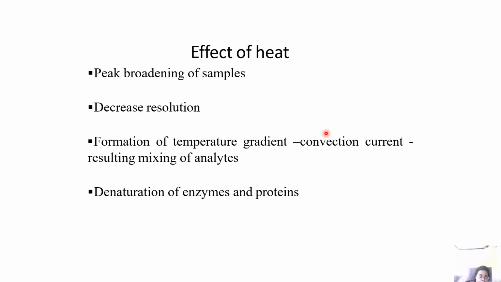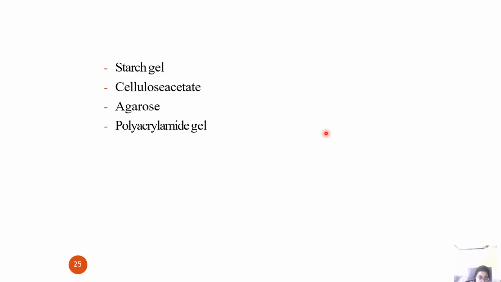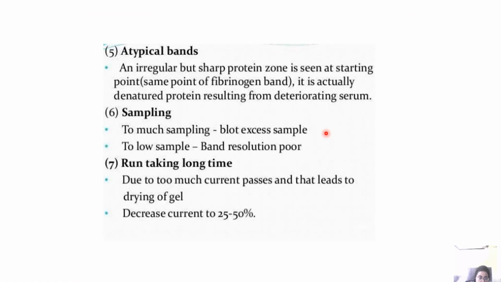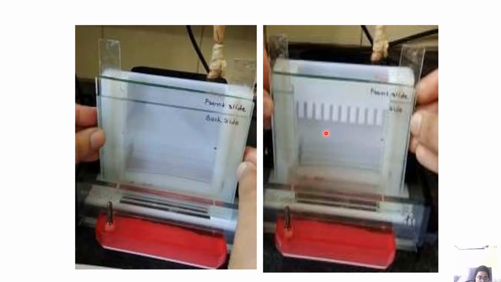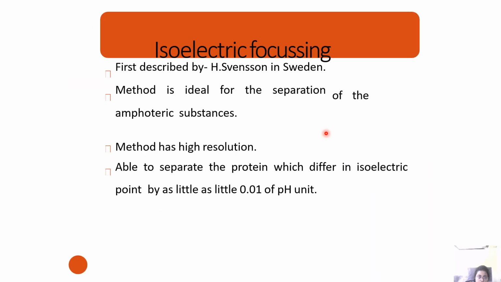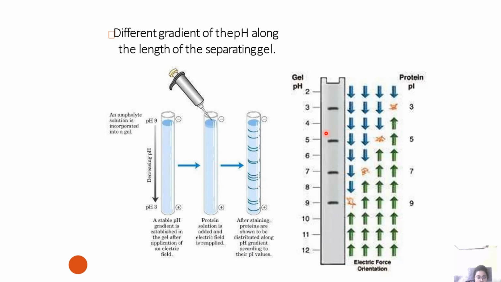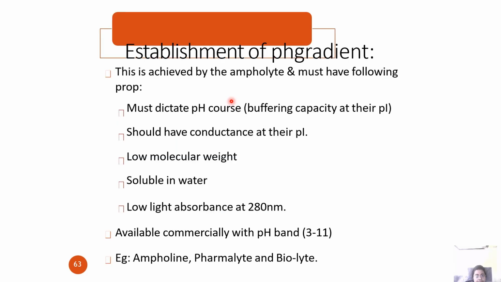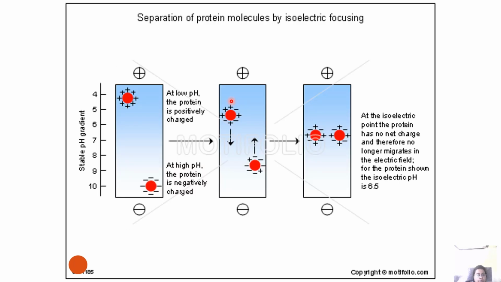I am not going to detail what I have already discussed. We've already talked about SDS-PAGE. Isoelectric focusing also we have discussed. You can see an isoelectric ampholyte solution is incorporated into a gel. A stable pH gradient is established in the gel after the application of an electric field. Protein solution is added and the electric field is reapplied. After staining, proteins are shown to be distributed along the pH gradient according to their pI values. This is achieved by the ampholytes, which must dictate the pH course, should have conductance at their pI, low molecular weight, be soluble in water, have low light absorbance and so on.